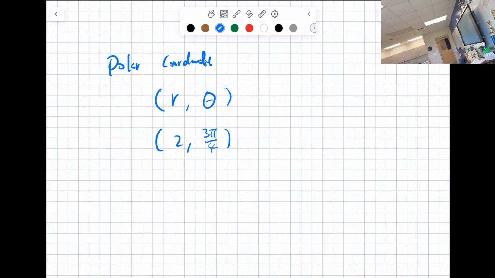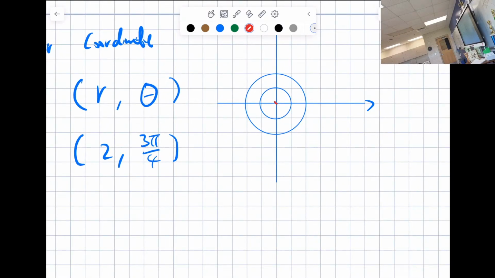Which is probably somewhere around here. This is a unit circle. So this at π/4 is going to be somewhere right here, right? This is π/4, right? And the second ring. So this is (2, 3π/4). Is that easy?